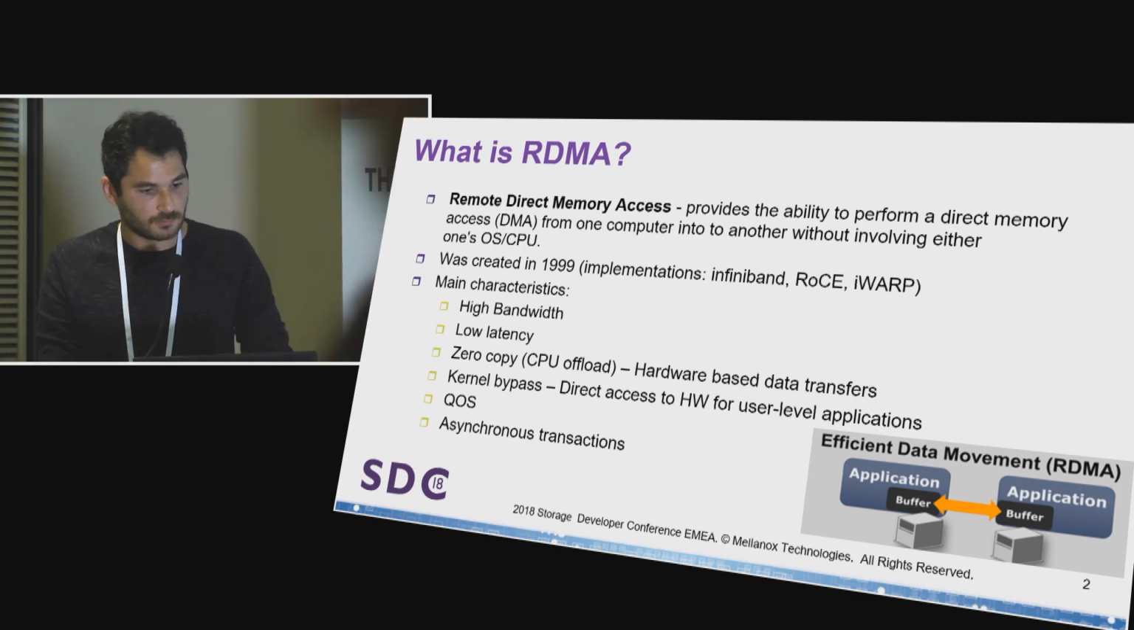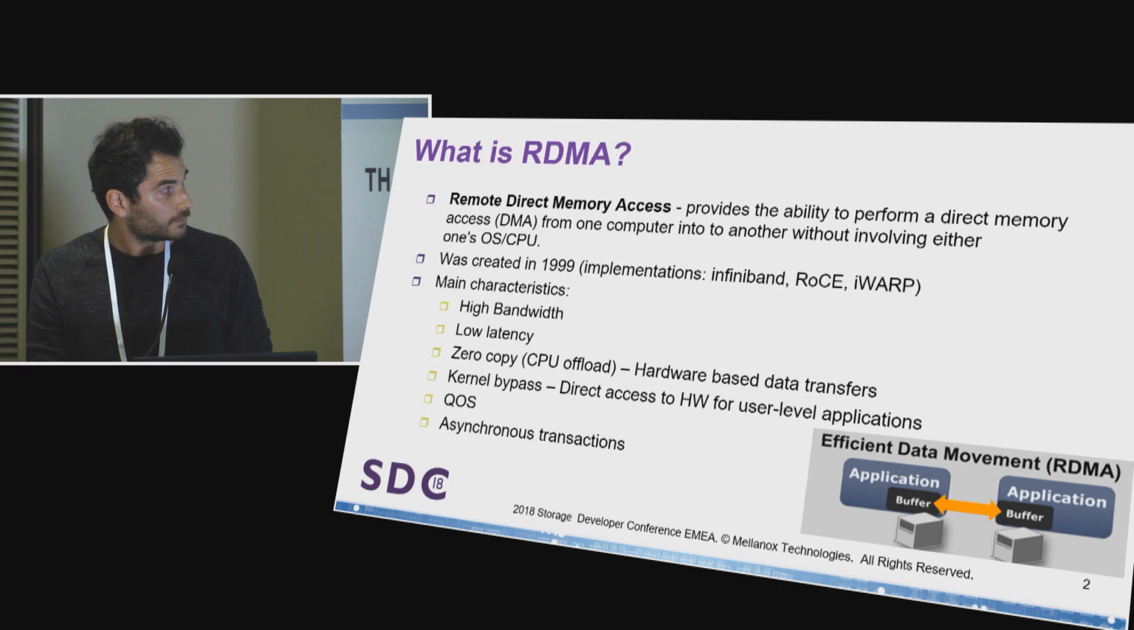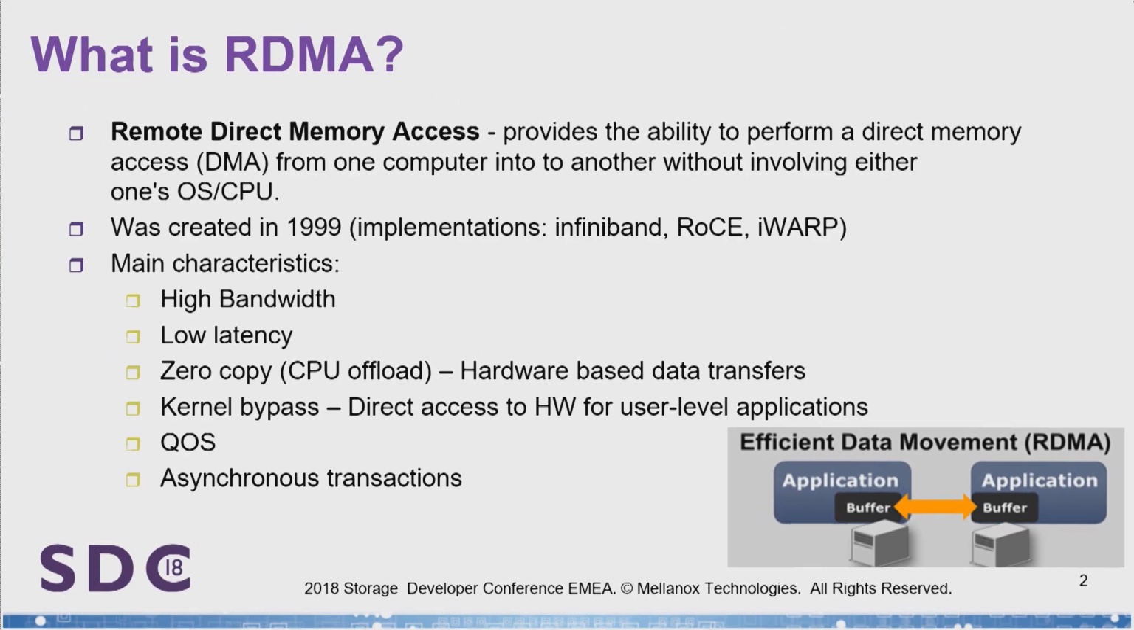The main characteristics of RDMA technology are high bandwidth. Today we can reach 100 and 200 gigabits per second, if you have support for PCIe Gen 4, of course. Super low latency: applications that are using RDMA can reach less than 3 microseconds. The technology provides zero copy data transfers. There is a full CPU offload. Actually, the data is transferred by the hardware accelerators that reside in the adapters.